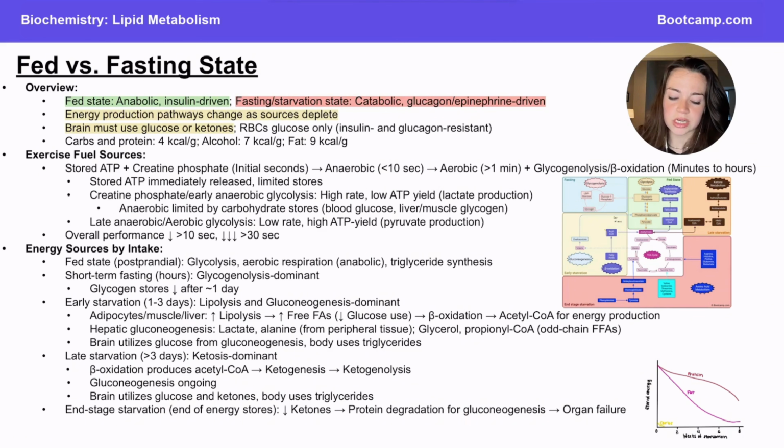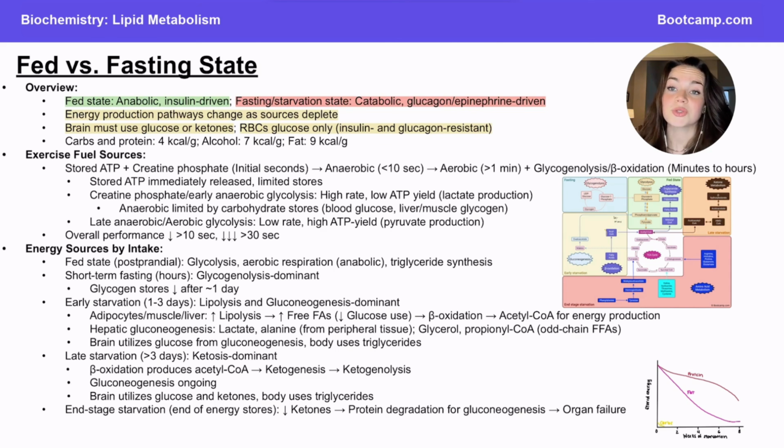Even more restricted are red blood cells, which can only use glucose, and they don't respond to glucagon or insulin. So we always have to make sure we have glucose at minimum available. And that's going to dictate a lot of which of our energy production pathways are running at any given time.